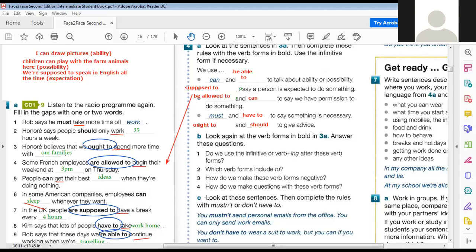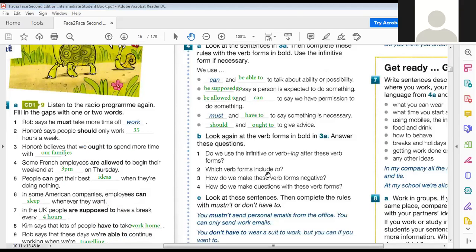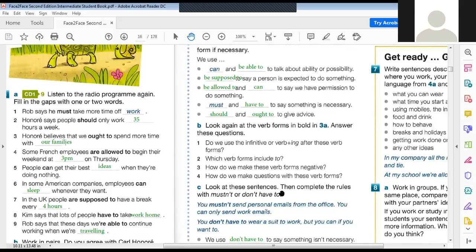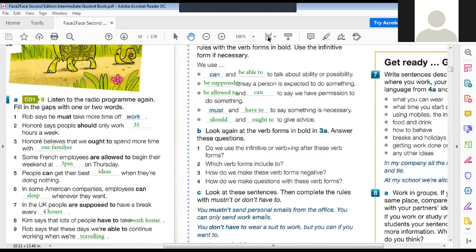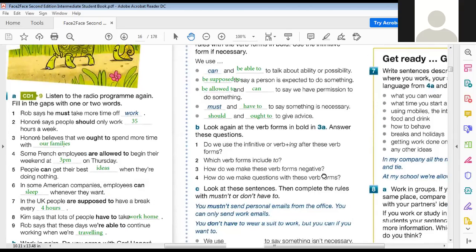Now, the last part of this exercise is complete the rules with mustn't or don't have to. So here we have these two interesting examples. Okay, can you read the first two examples in blue here? We mustn't send personal emails from the office. We can only send work emails. We don't have to.